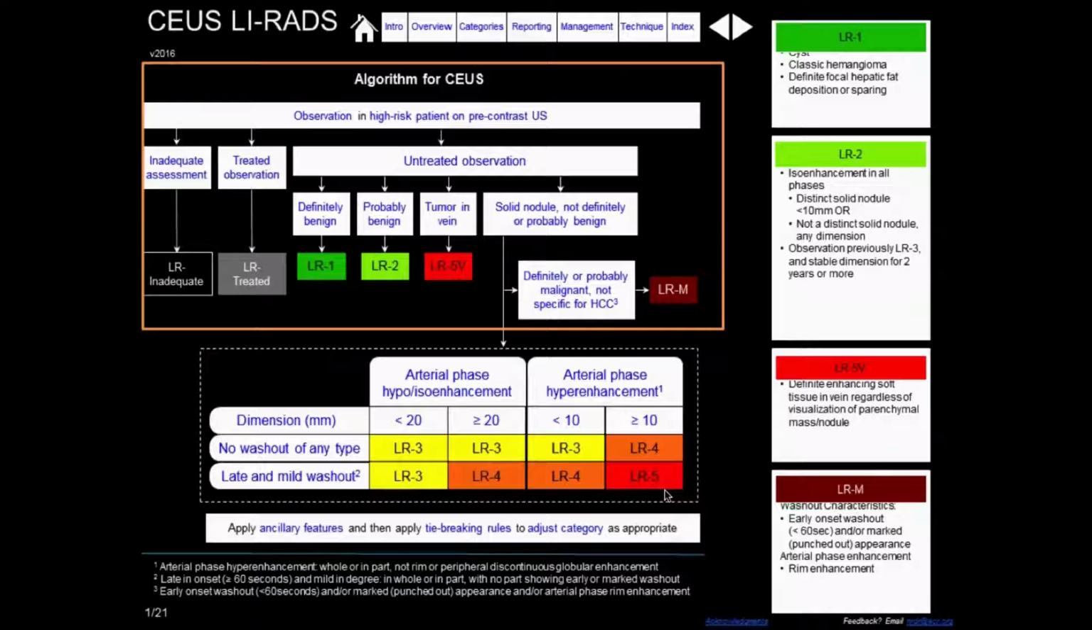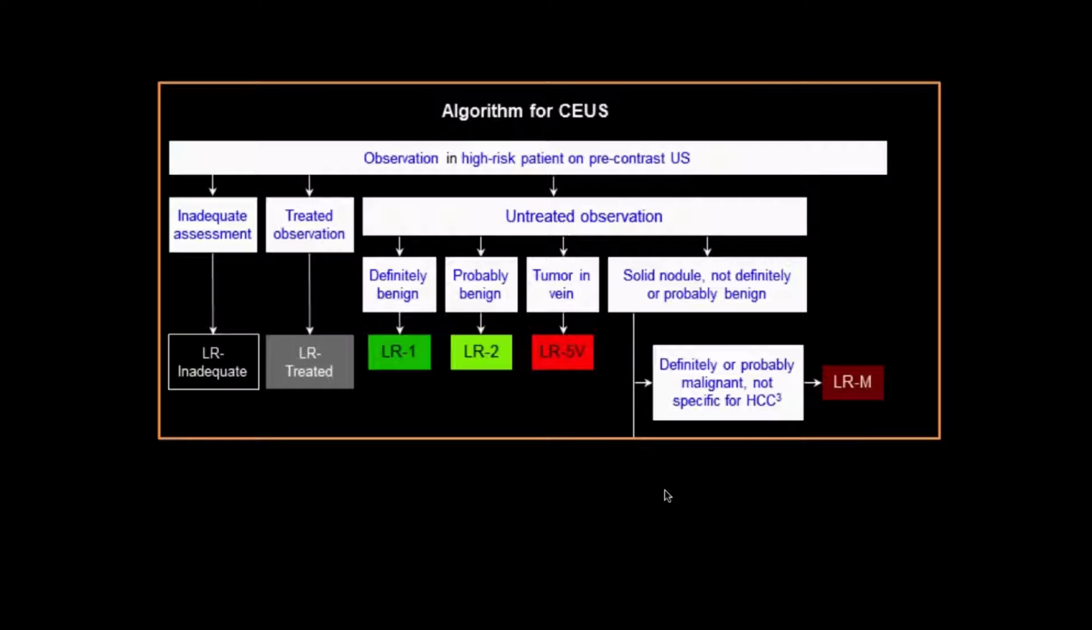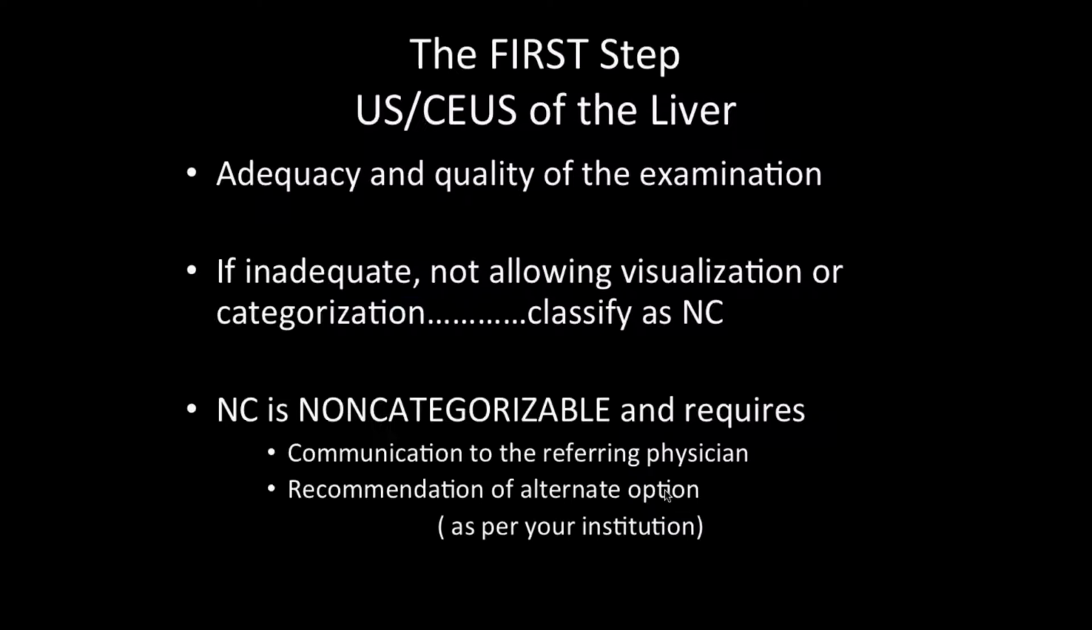So what I would like to do first is consider how we methodically go through the algorithm when we are performing a scan. If we look only at this portion of the algorithm, we can see at the top left that the first two things we have to do are determine if we have an adequate assessment for categorization of a lesion, and look at whether the patient has treated lesions. So what happens here?